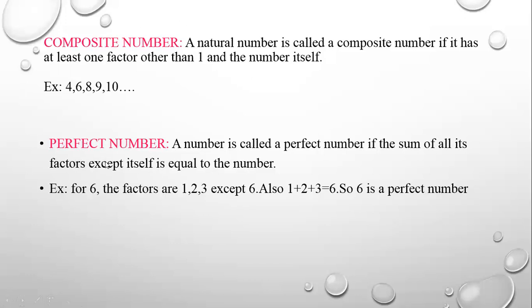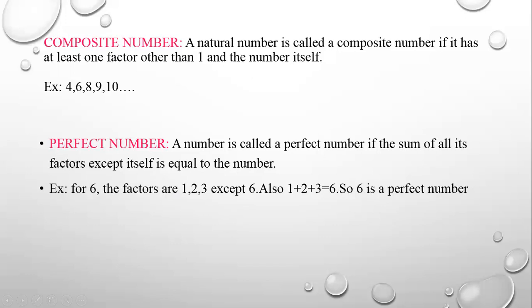Next, we have the perfect number. When can we say that a number is a perfect number? If the sum of all its factors except itself is equal to the number. Let's see the example. For 6, the factors are 1, 2, 3. Except 6 we have other numbers, right? When we add 1 plus 2 plus 3, the sum is equal to 6. So we can say that 6 is a perfect number.